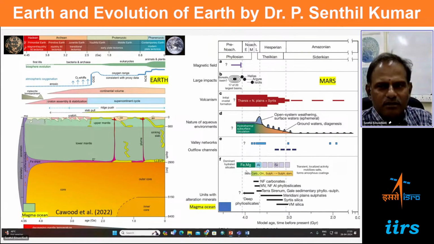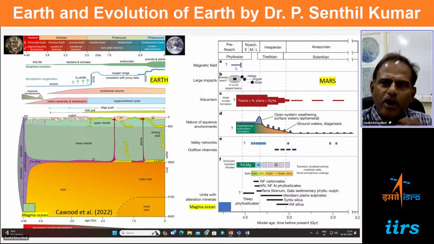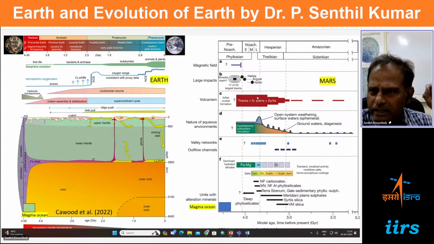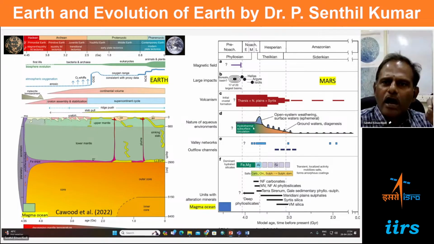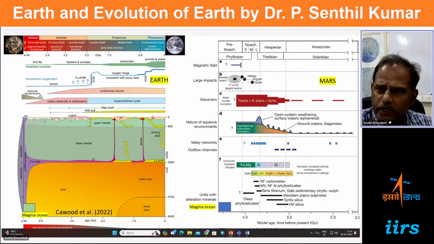If you look at Mars, it is not like that. Mars had a large number of impacts in the beginning. The magnetic field was there only for 400 million years. A heavy bombardment happened in the first 6-7 million years. Volcanism was also there on Mars, but its intensity decreased with time. Mars also had an ocean. The rivers were active, flowing lots of water. But when you come to recent times, all the water is gone. And this is how Mars is.